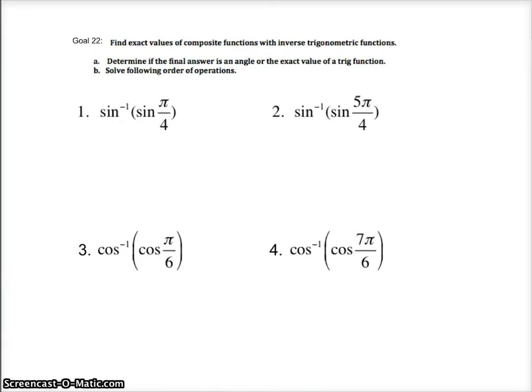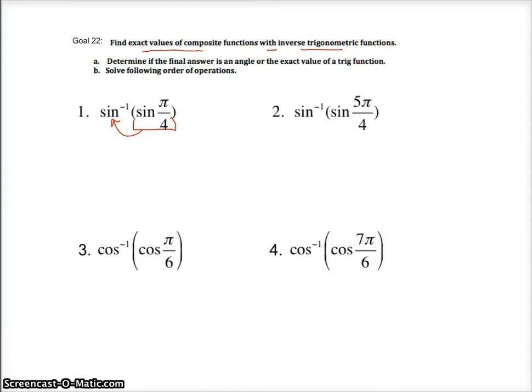This is Chapter 4, Goal number 22. We will learn to find the exact values of composite functions that contain inverse trigonometric functions. A couple of things to recall. First, remember that a composite function is a function where one function has been placed inside of another function.